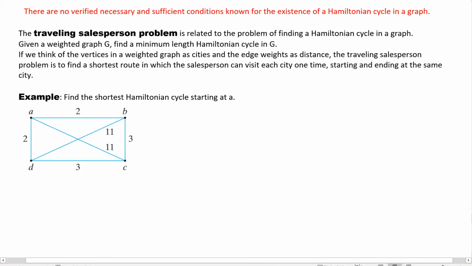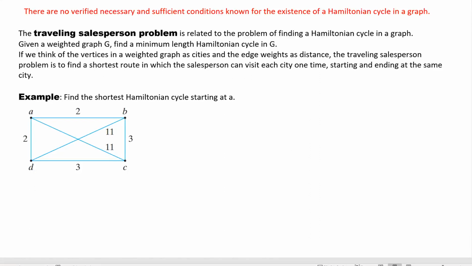Let's look at the traveling salesperson's problem. It is related to the problem of finding a Hamiltonian cycle in a graph. So given a weighted graph G, we want to find a minimum weight Hamiltonian cycle. Hamiltonian cycle because we want to pass through all the vertices.